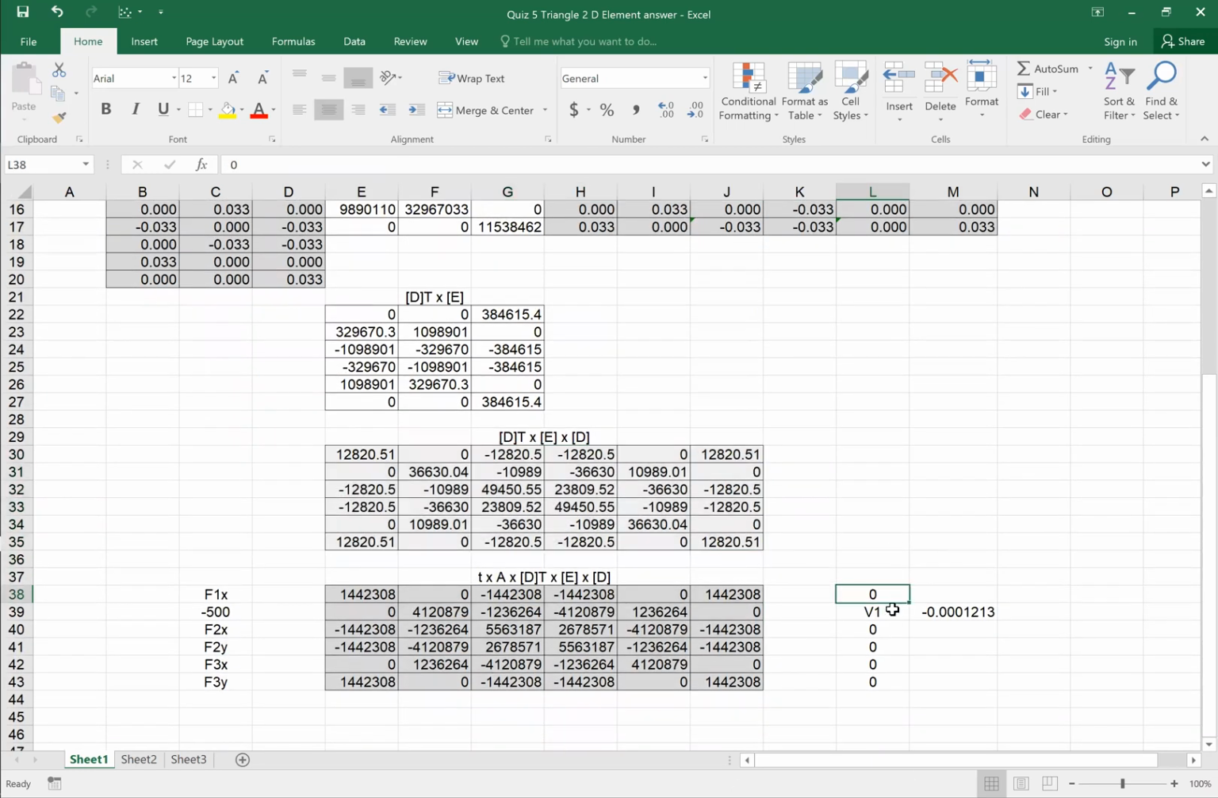Because of the boundary conditions, I'm down from the 6 by 6 matrix to one equation only. So right here we calculate V1, which is not even 1/1000 of a deflection. Again, if you have an Excel spreadsheet to help you with 2D elements, it's good. If not, please work on an Excel spreadsheet as soon as possible.